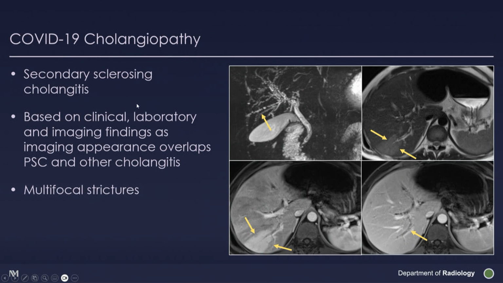What about COVID cholangiopathy? Well, I've only seen, I think, this case and another one we suggested it, but basically it's a secondary sclerosing cholangitis, and the diagnosis is based on the clinical, laboratory and imaging findings because the imaging appearance, as you can see here, is similar to other types of sclerosing cholangitis or secondary cholangiopathies. What did we see? We see multifocal strictures. We can see some edema on T2, some abnormal enhancement, and some thickening of the bile duct wall in a patient who had COVID.